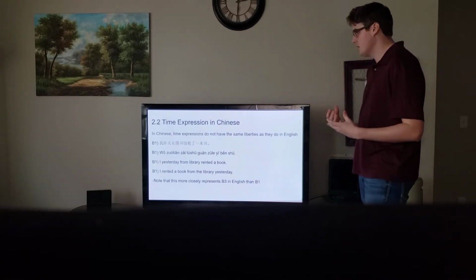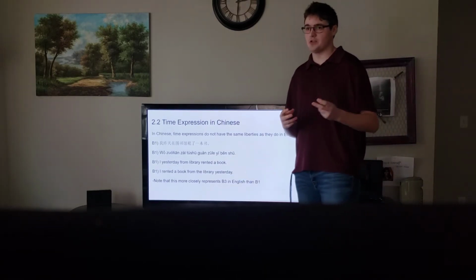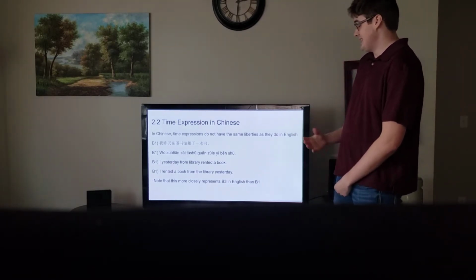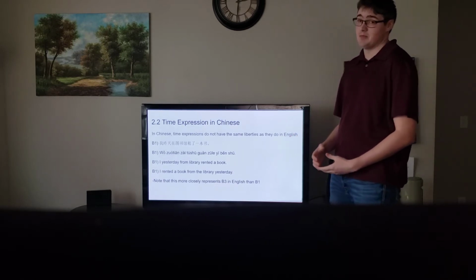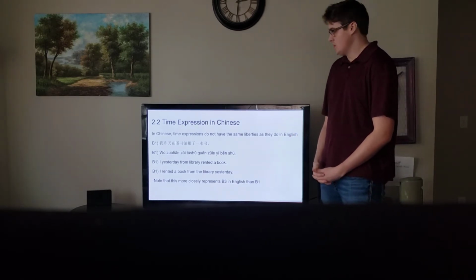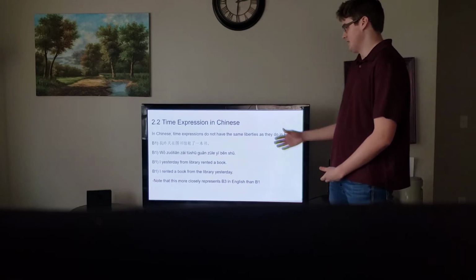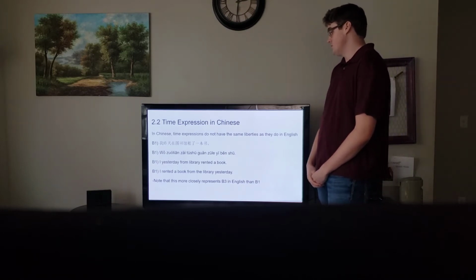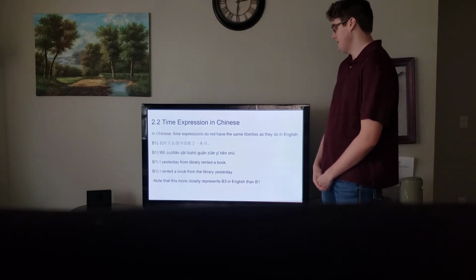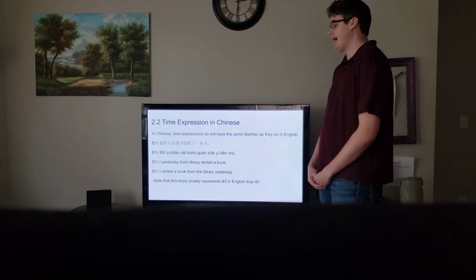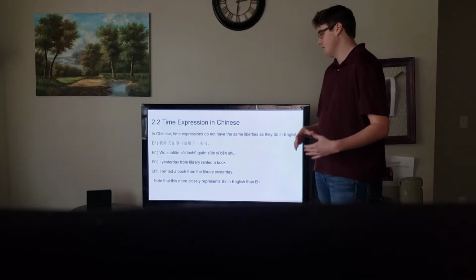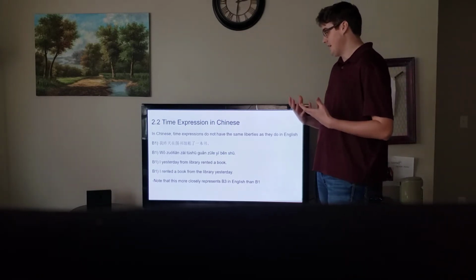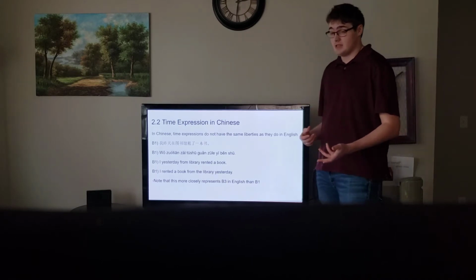So if we compare these sentences in Chinese as far as direct translations go, we will clearly see that in Chinese, these time expressions do not have the same liberties they do in English. So taking a look at the first example sentence in Chinese here, 我昨天在图书馆租了一本书. I, yesterday, from library, rented a book would be the direct translation. With it meaning, I rented a book from the library yesterday.